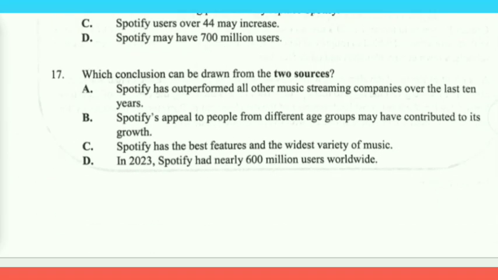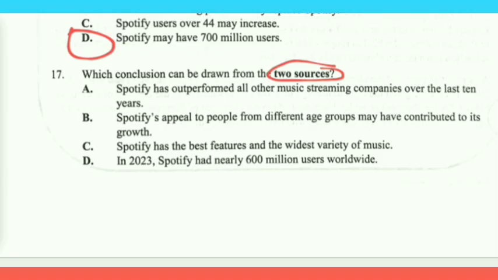Number 17. Which conclusion can be drawn from the two sources? This time we're working with both sources to answer this one. A says Spotify has outperformed all other music streaming companies. We don't have to go any further with that response because Spotify is the only one we're given data on in this exam. B says Spotify's appeal to people from different age groups may have contributed to its growth. That could be an answer. Let's read on. C says Spotify has the best features and the widest variety of music. It was not being compared with any other platform, so we can't choose C.